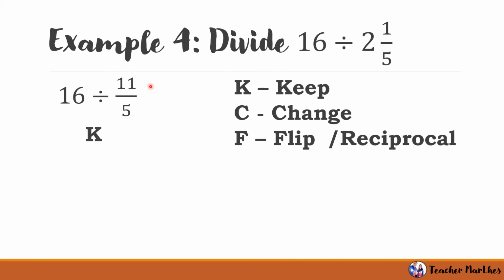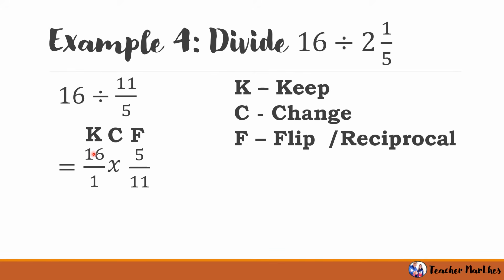So, first is to keep the dividend. So, we have 16 over 1. Since whole number ito, automatic 1 yung denominator. Then, change division to multiplication. Then, flip the divisor. So, yung 11 over 5, para makuha yung reciprocal, i-flip natin. So, magiging siyang 5 over 11.